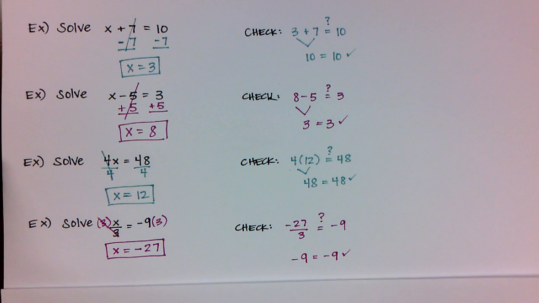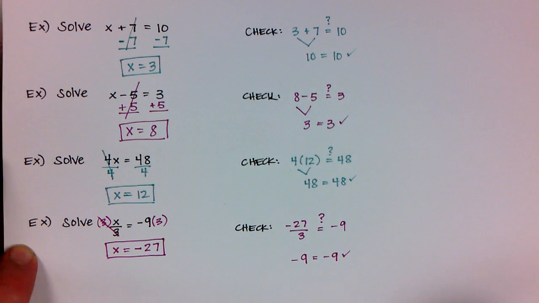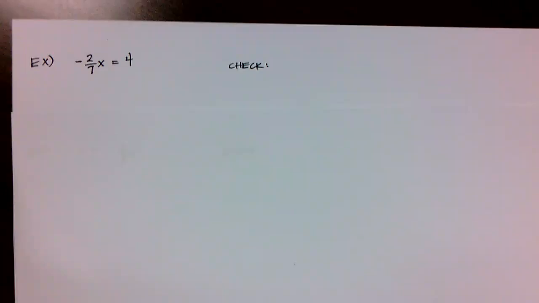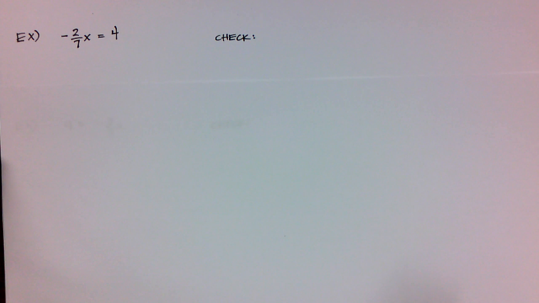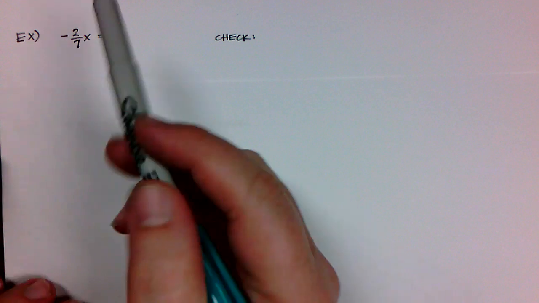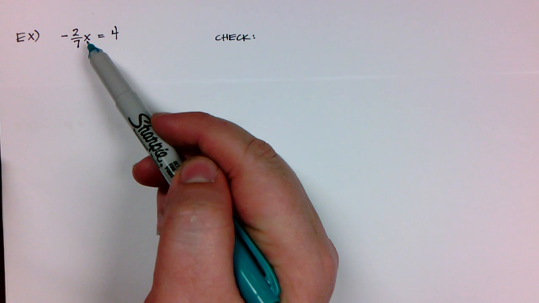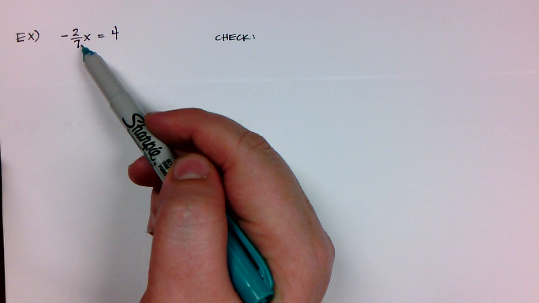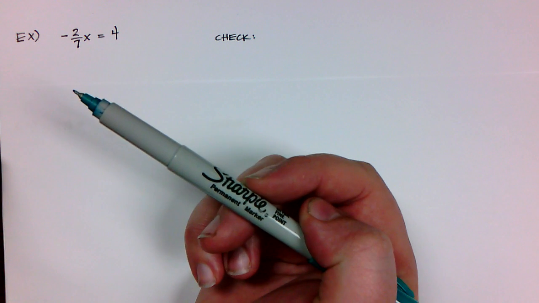We're just going to do one more variation of a one-step equation. So let me go ahead and show you. This time it says negative 2/7 x equals 4. I'm a little confused because there's a number next to the x, so that means multiplication. But how do you divide a fraction?